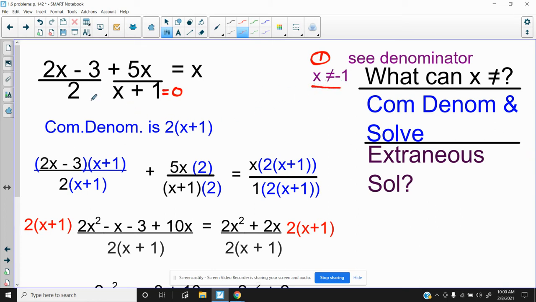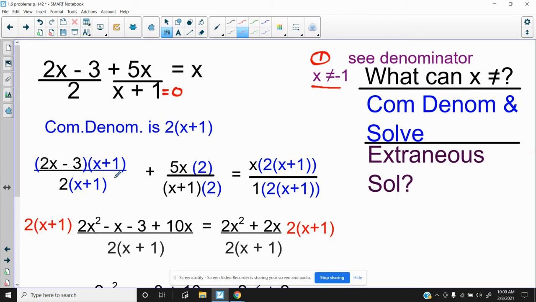Now, our common denominator is typically a combination of each of the separate denominators. But if you can factor a denominator, you should do that, because a lot of times you'll have a combination of some denominators, and you won't see that until you factor that. Our common denominator then is 2 times x plus 1.